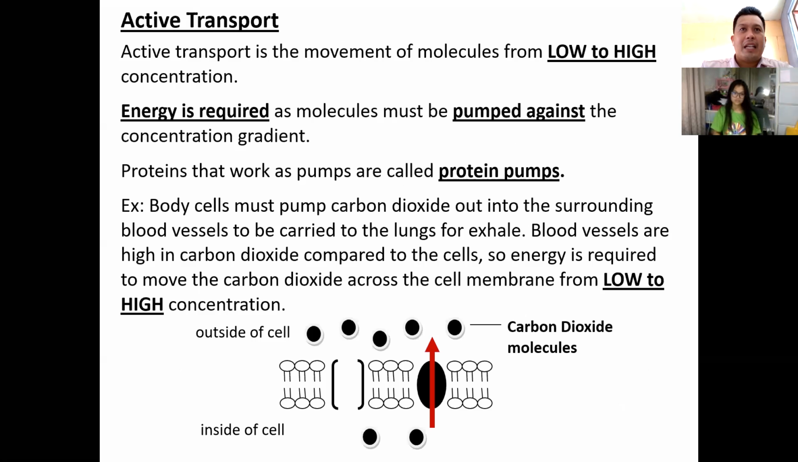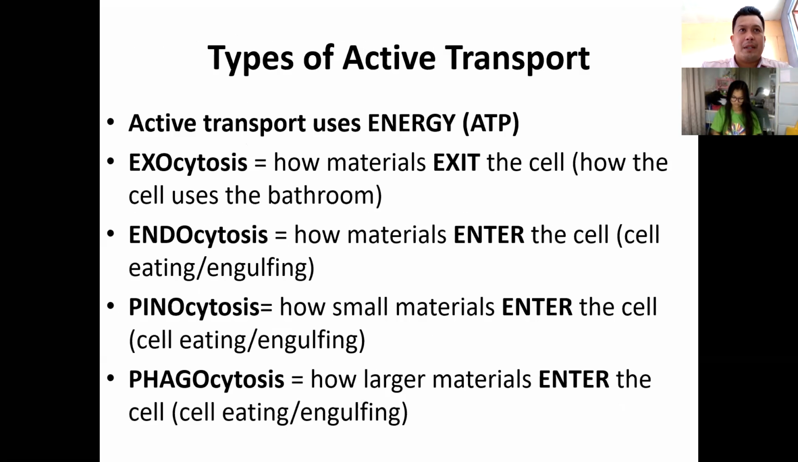Let's go back here to active transport. Active transport in this frame includes the bulk transport, because bulk transport falls under active transport since it also needs energy. Without the energy, the bulk transport will not happen. But in the module that I circulated, the bulk transport is now separated from the active transport.